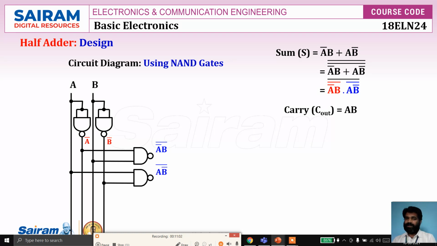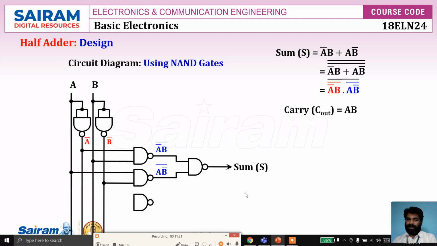So its output is (A·B) whole bar. So these two have to be multiplied, right? And whole bar. So one more NAND gate. Inputs are the outputs of these gates. Okay, and its output is sum. Clear now?